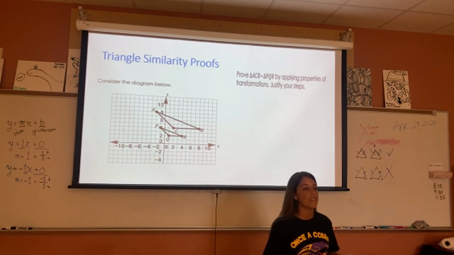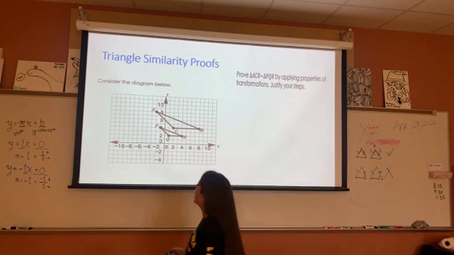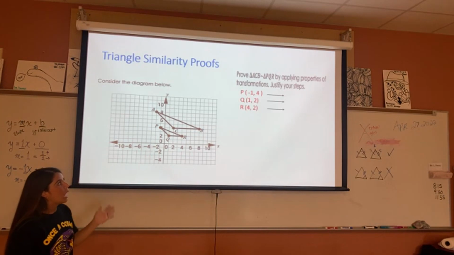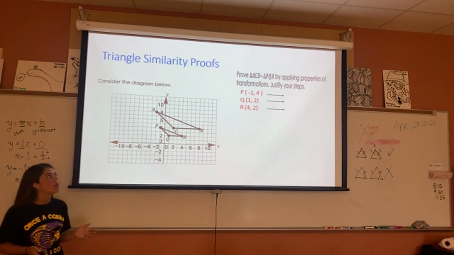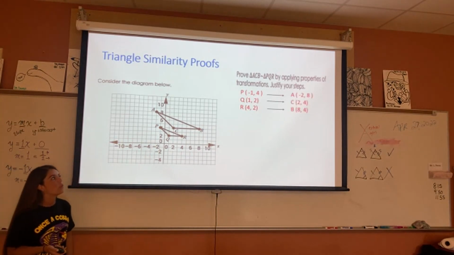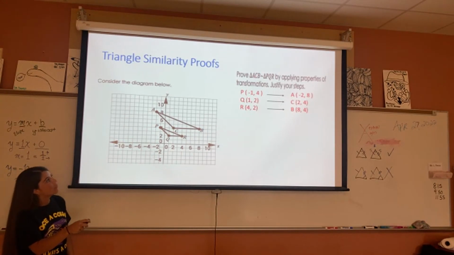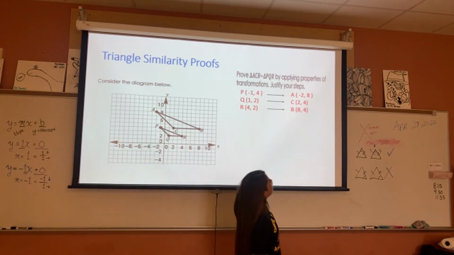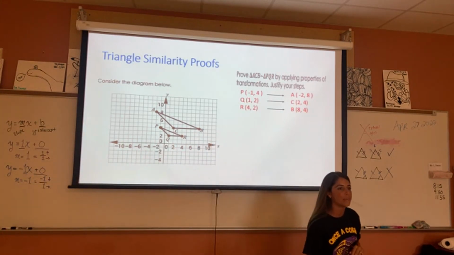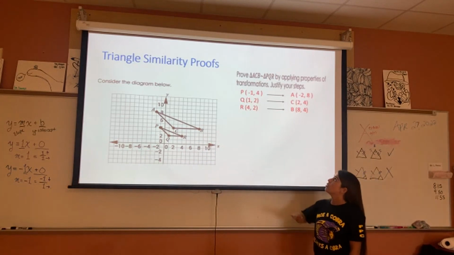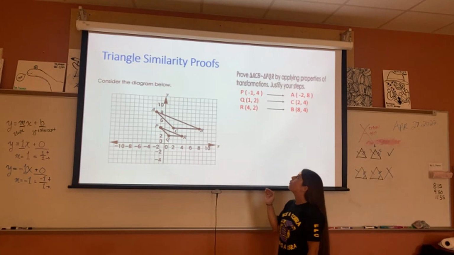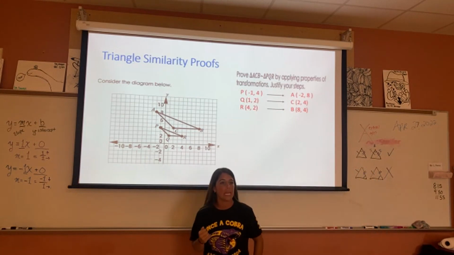If I want to see if it's a translation, I am going to plot my points. I know P is at -1, 4. That's going to transform to become A. And again, I take it from that similarity statement, first letter with the first letter. P was at -1, 4. It becomes A at -2, 8. Q at 1, 2 transforms to become C at 2, 4. And R at 4, 2 transforms to become B at 8, 4.